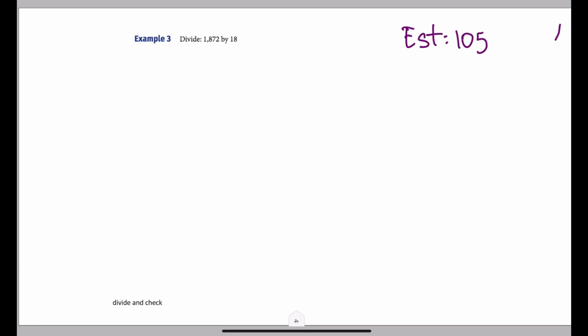I actually think it's a little less than 105, but it's definitely more than 100, right? So I'll say in between 100 to 105 is probably a good range for this answer to be in. Okay, so now that I've got a common sense foundation, I can concern myself with the procedure. So 18, does it go into 1?